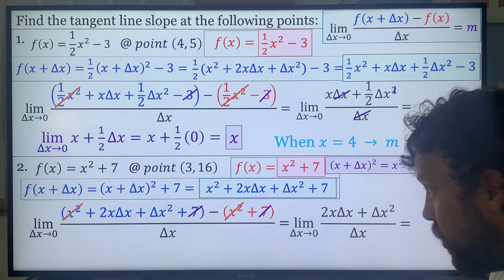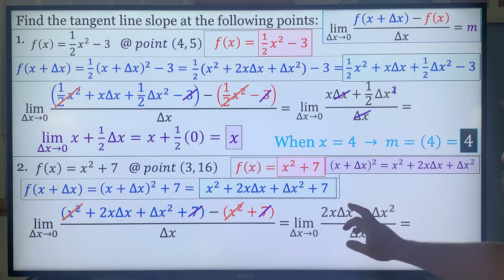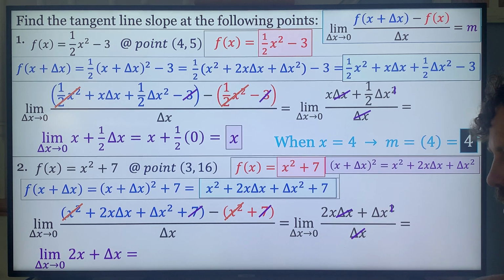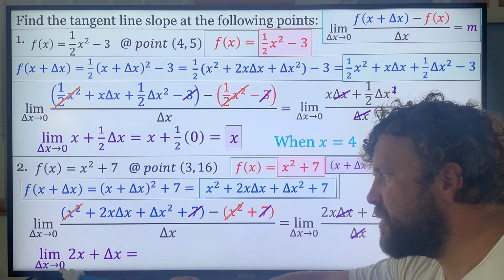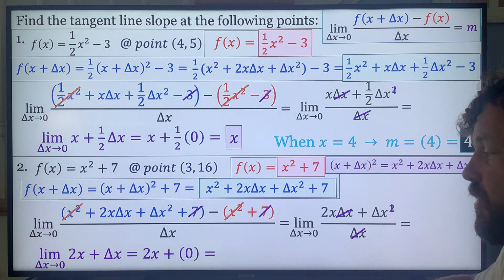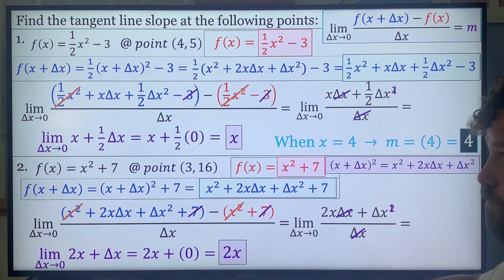And as it always happens, as I tell you this, you're going to cancel out your delta x's. So you got 2x times 1 plus delta x over 1. So it's just 2x plus delta x. Delta x is approaching 0, so you plug it in. 2 times x plus 0. And your answer is going to be 2x. Right?